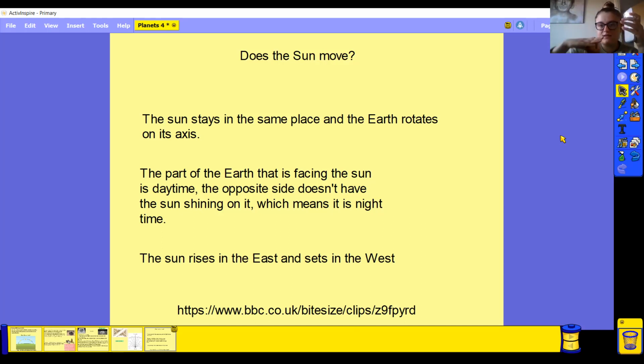So the reason why we see the sunrise in the east yet set in the west is because as it is rotating around, you can see the sun is starting to appear coming from east around to west. And whichever side is directly facing the sun will be midday. And then as it moves away, it will get later on in the evening.